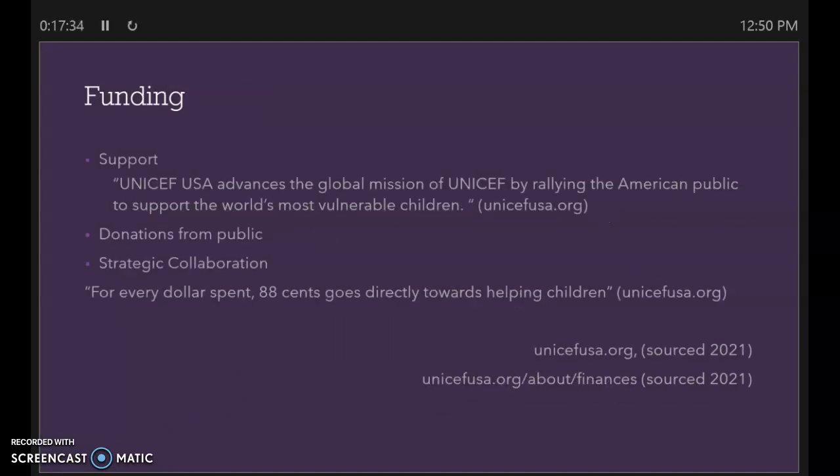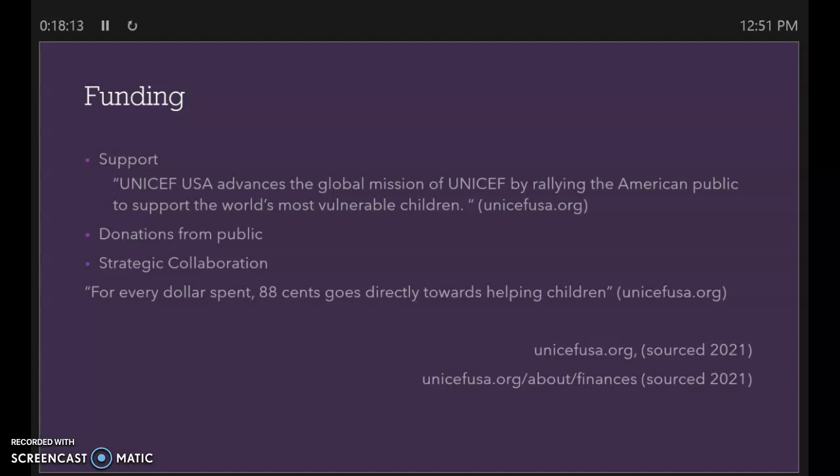So UNICEF USA states it supports the global mission of UNICEF by rallying the American public to support the world's most vulnerable children. By doing this, it's accepting donations from the public through their site, as well as through other events or initiatives, and then also accepting donations through strategic collaboration with large corporate partners such as American Airlines, Google, the IKEA Foundation, and many more. And these funds are then put towards the initiatives I'm going to talk about in the next slide.